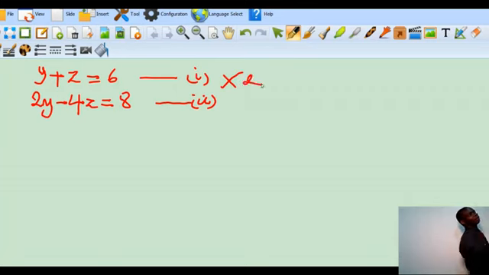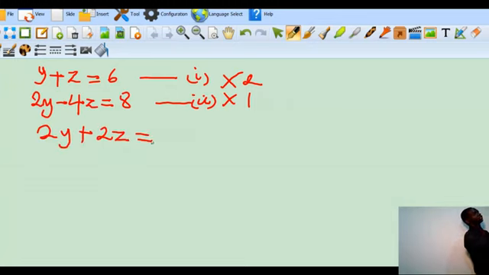Now, after multiplying equation 1 by 2 and equation 2 by 1, let us see how we can go about it. Equation 1 becomes 2y plus 2z is equal to 12, while equation 2 remains the same: 2y minus 4z is equal to 8.